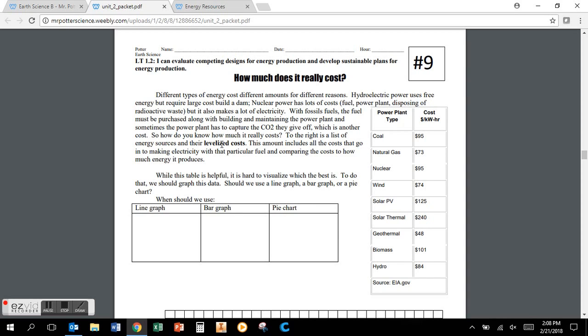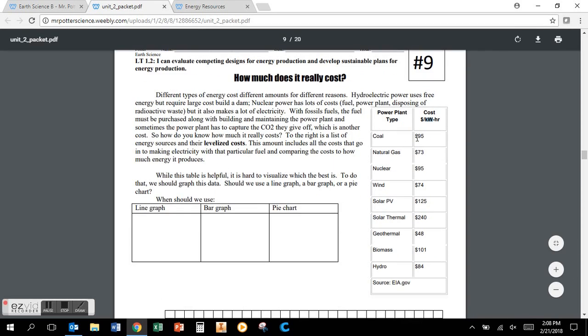What we do is we use something called the levelized cost, and basically we take the amount of money it takes to produce electricity and divide it by how much electricity it makes. On page 9, we replace this page with a more detailed page, but it's essentially the first page.